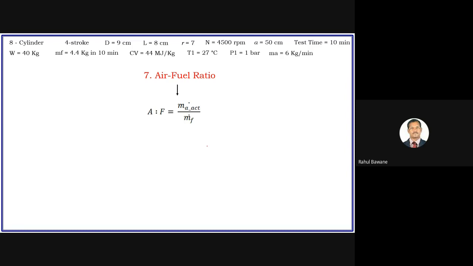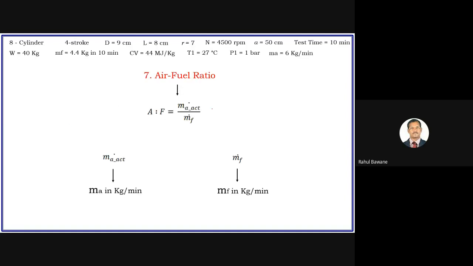So air fuel ratio is mass of air actual divided by mass of fuel actual consumed. Mass of air is given as 6 kg per minute. Mass of fuel is given as 4.4 kg per 10 minutes. We have to convert it again to per minute. Put the values, so we get the air fuel ratio.